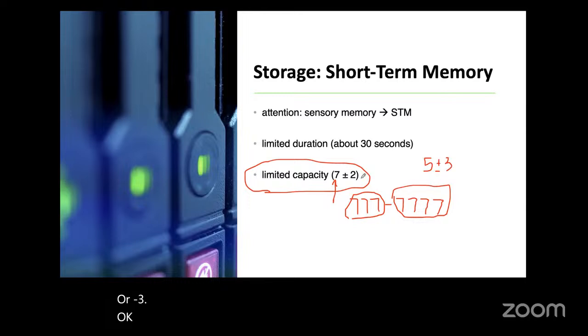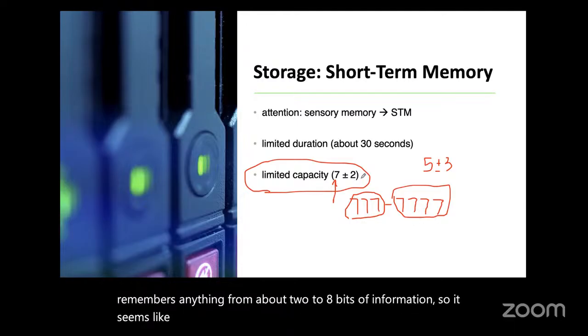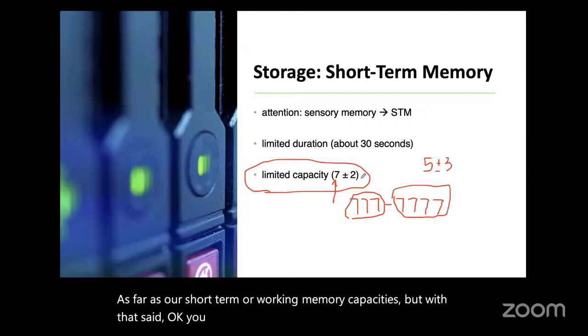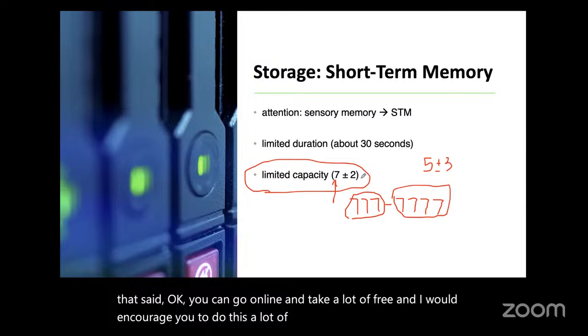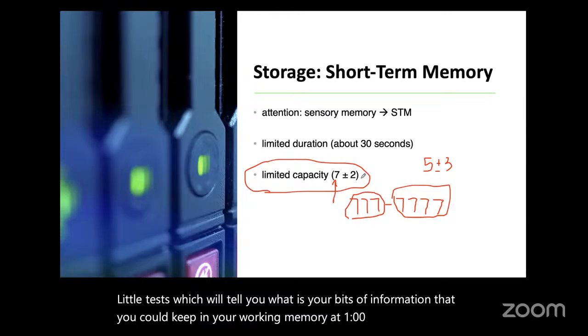So the average person, according to more recent research, remembers anything from about 2 to 8 bits of information. So it seems like we're going kind of on the downslide as far as our short-term or working memory capacities. But with that said, you can go online and take a lot of free short-term capacity tests, and I would encourage you to do this, which will tell you how many bits of information you can keep in your working memory at one time.